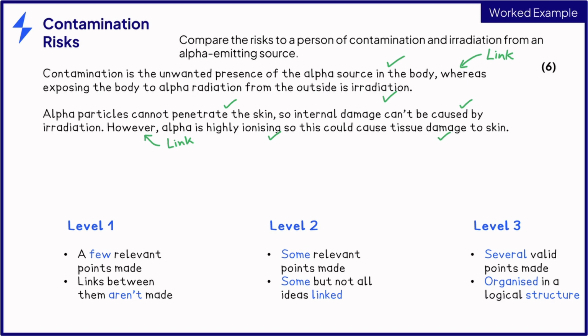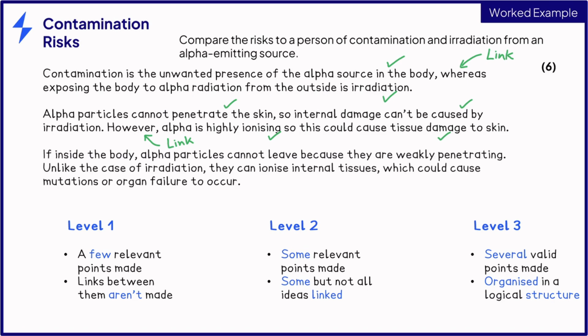The final step is to evaluate the risks of contamination. First, we address the main risk, which is that alpha particles cannot leave the body once inside. Next, we compare to irradiation, making a link, stating that contamination does cause damage internally. Following this thought train, we conclude by saying that alpha contamination could lead to organ failure or mutations leading to cancer. This answer would gain 6 marks as it includes a lot of indicative content and makes links throughout the answer.